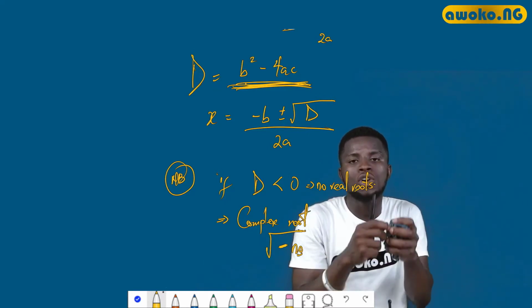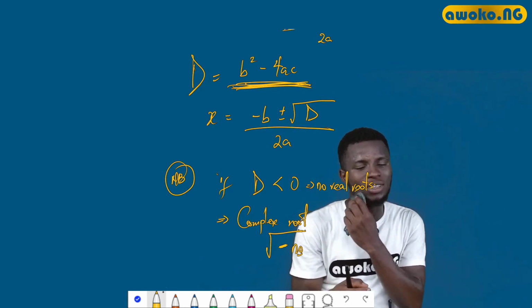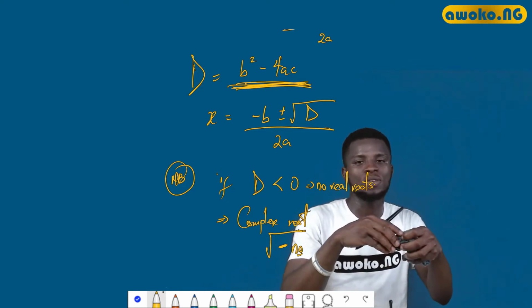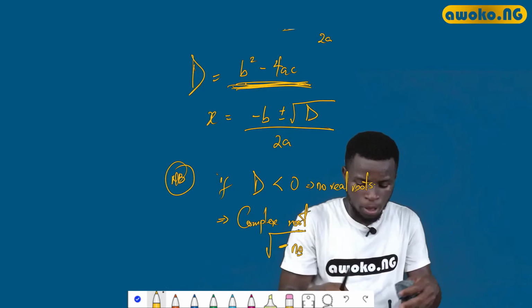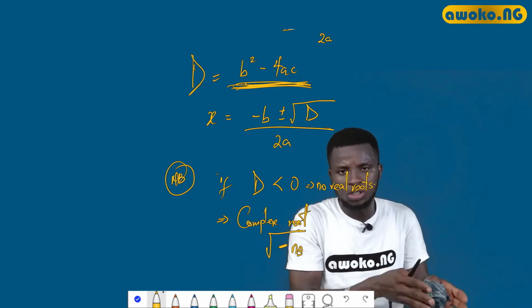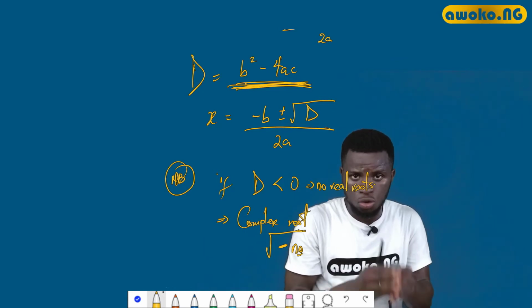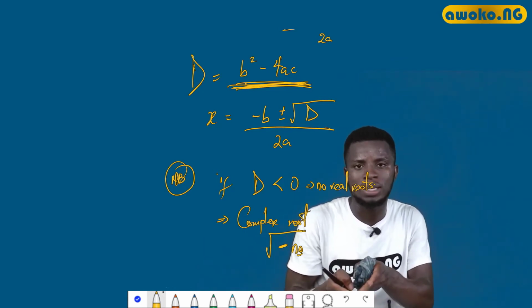Real roots are roots of real numbers. So real roots like square root of 36, square root of 49, square root of 9, and so on and so forth. Okay? So if we have the discriminant to be less than 0, then there is no real root. And how do we get the discriminant? D is equal to b squared minus 4ac.